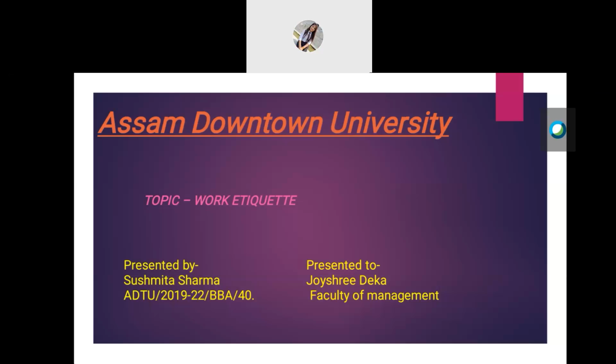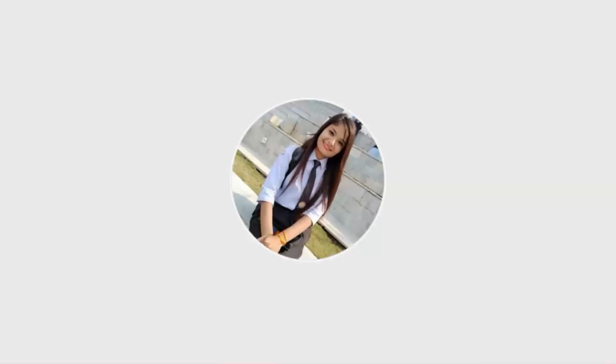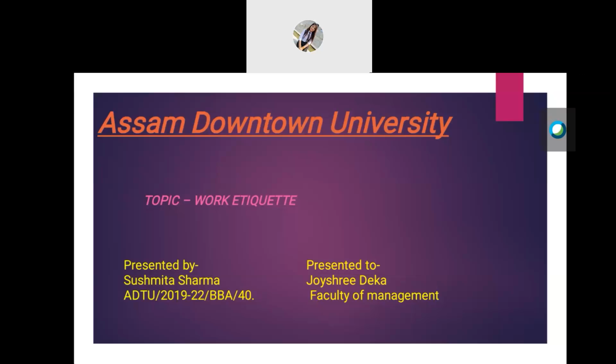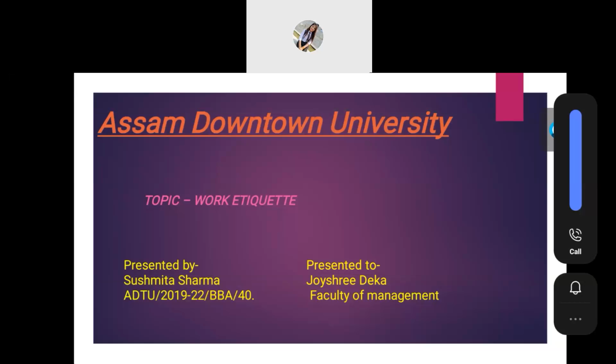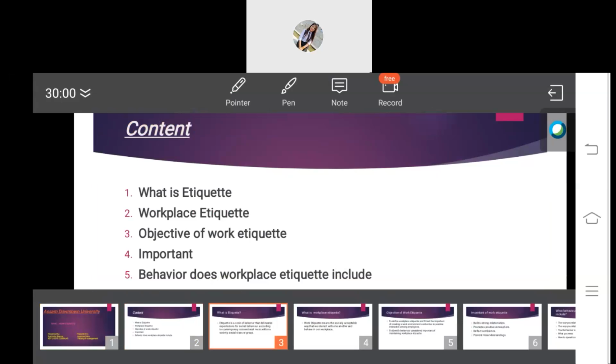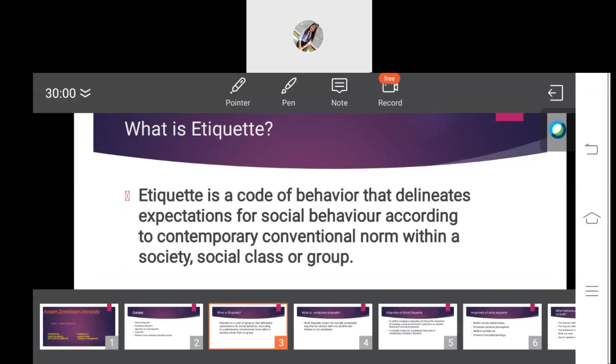Good morning, respected ma'am and dear friends. Today I'm going to give a presentation on the topic work etiquette. Content: what is etiquette, workplace etiquette, objectives of work etiquette, importance, and what behavior does workplace etiquette include. Now we discuss what is etiquette. Etiquette is a code of behavior that delineates expectations of social behavior according to contemporary conventional norms within a society, social class or group.